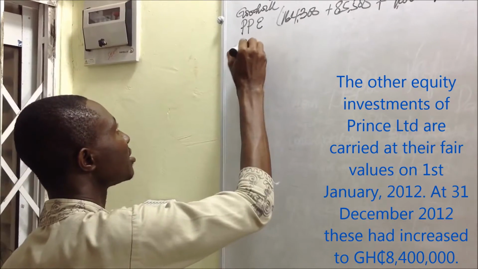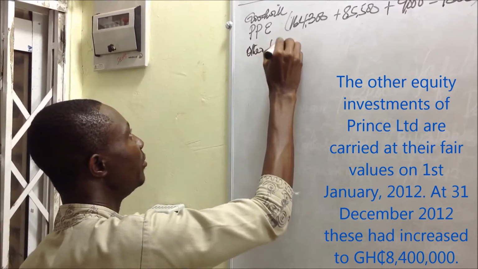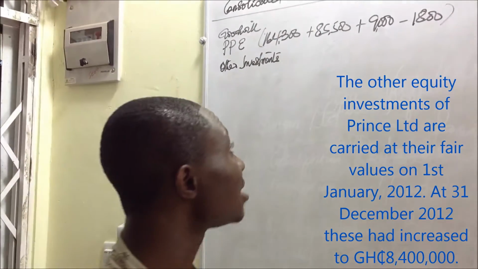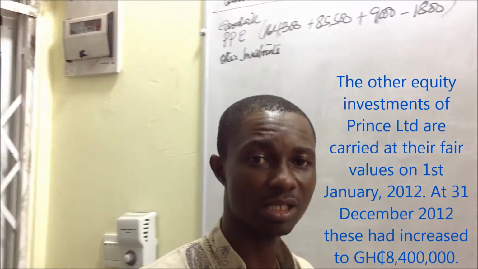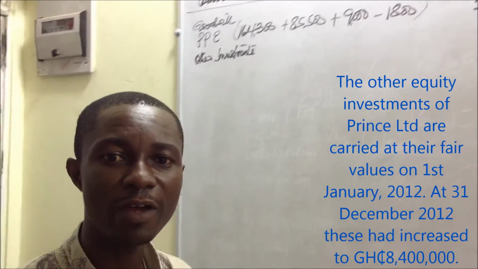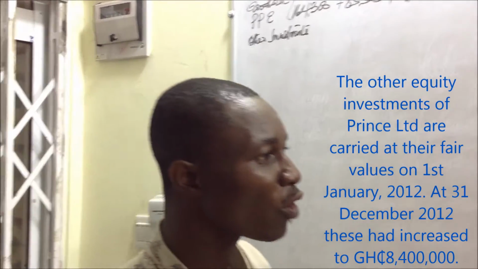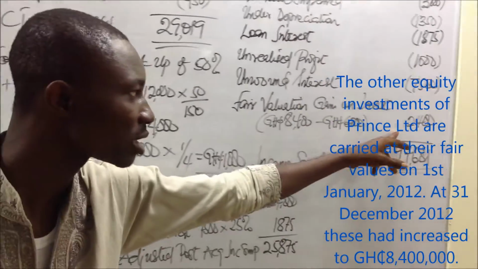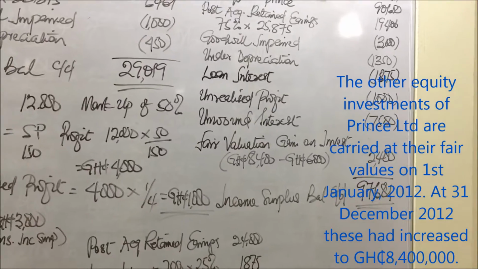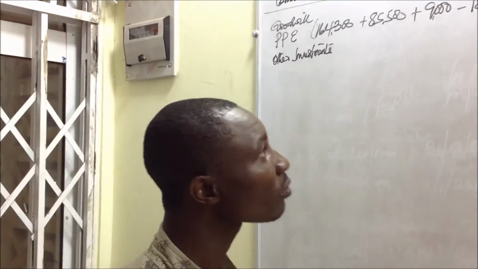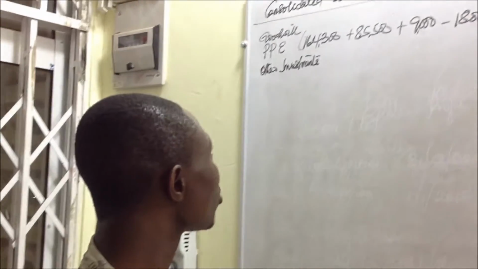Now there is also other investments. You remember that our question said that the other investments on the balance sheet used to be 6,000. Now this was subjected to a fair valuation, and the fair value is now 8,400. We even recognized 2,400 on the consolidated income surplus here. So the 8,400 is what we will bring onto our statement of financial position. So 8,400 for other investments. So I'm done with the top side of it.